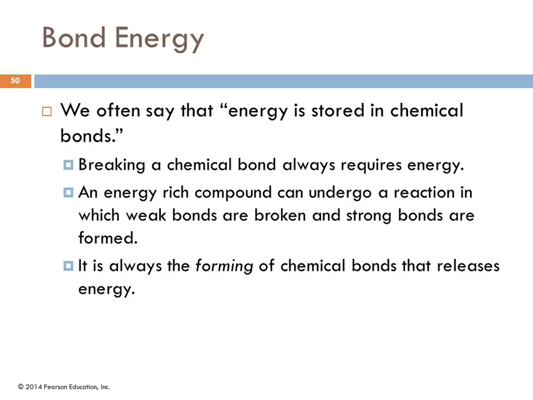So when a hydrocarbon like gasoline is burned, you're breaking lots of carbon-hydrogen bonds and some carbon-carbon bonds, and those are not super strong bonds. But what you're forming is carbon dioxide and water. Carbon dioxide has two carbon-oxygen double bonds. When those form, they release a lot of energy. And water has two hydrogen-oxygen bonds, and those release energy. And that's where the energy comes from: we're breaking weak bonds and forming strong bonds.